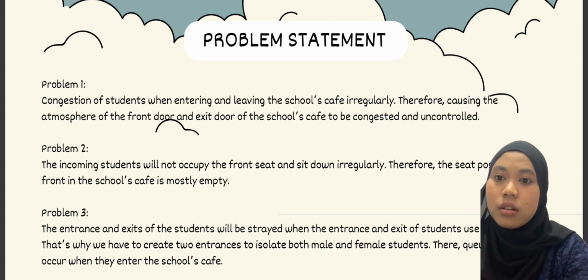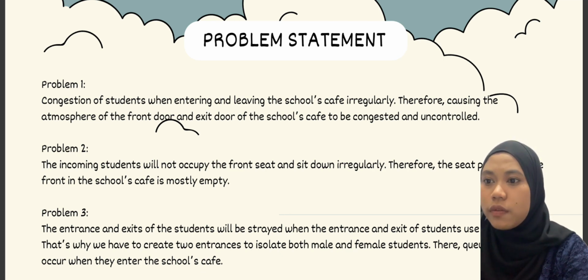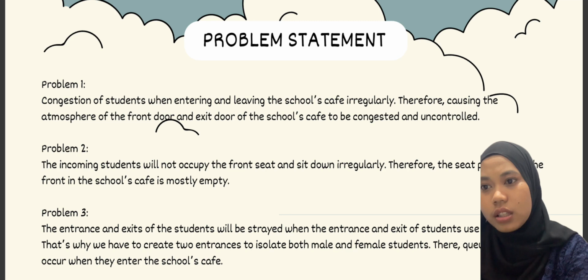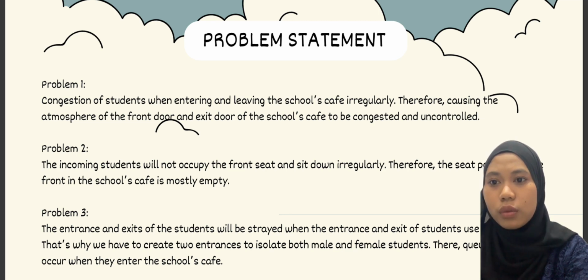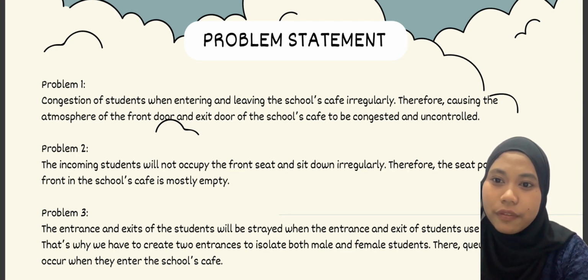Therefore, causing the atmosphere of the front door and exit door of the school cafe to be constant and uncontrolled. Problem 2. The incoming students will not occupy the front seat and sit down irregularly. Therefore, the seat position at the front in the school cafe is mostly empty.